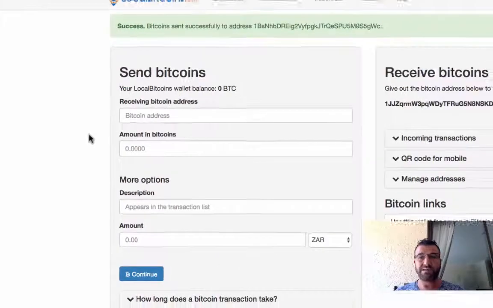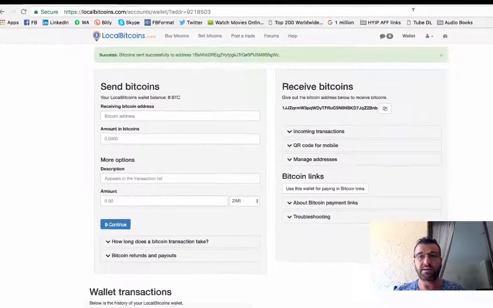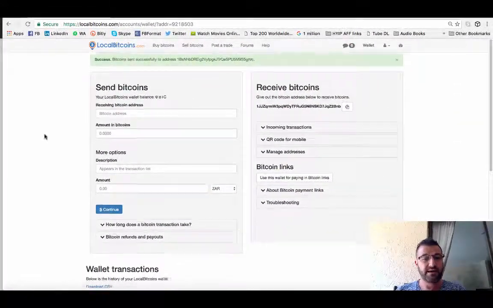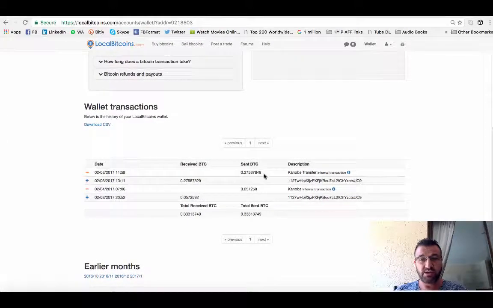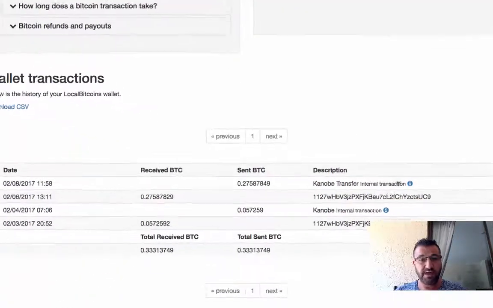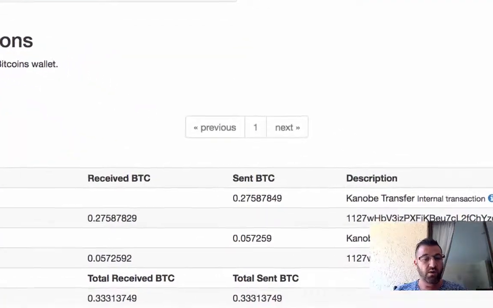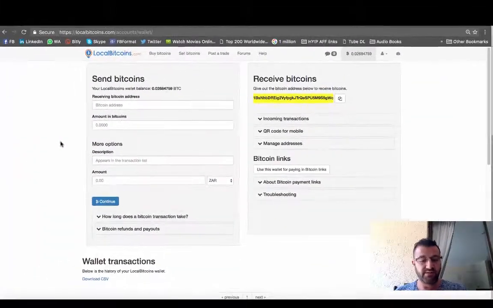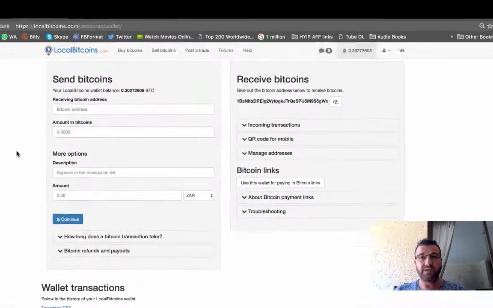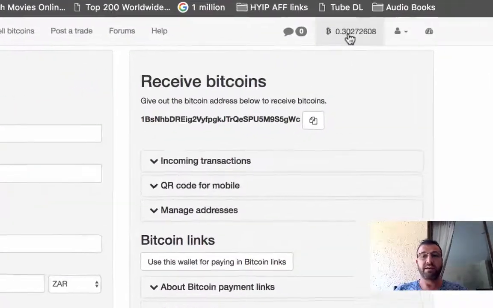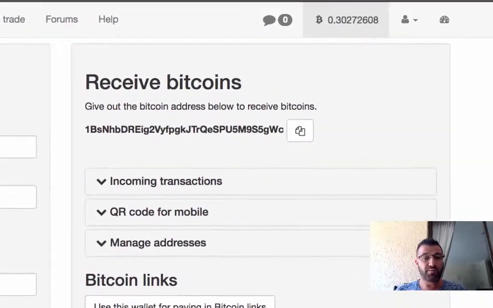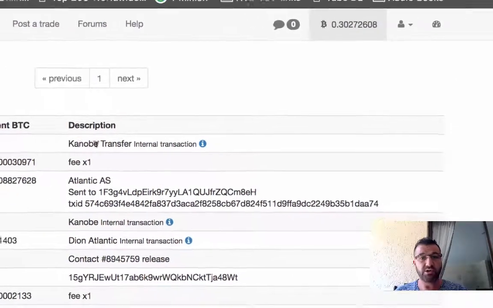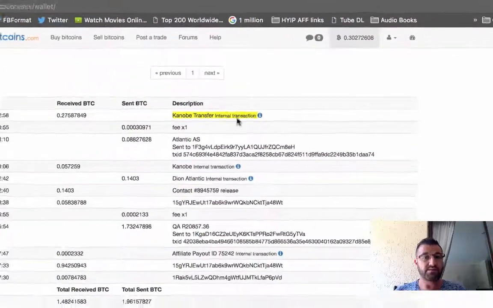Now the coins are sent. As you can see, the wallet is empty. There's no funds in it. There's the transaction. It says Kenobi transfer, internal transaction. Now when I go to the other wallet, funds will be immediately received. So if I refresh the page, you'll see over here, the coin amount did change. And here is the transaction transfer, and there's received amount.